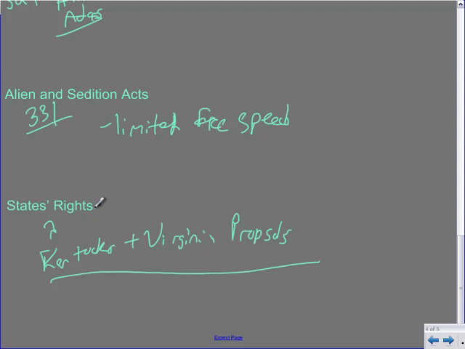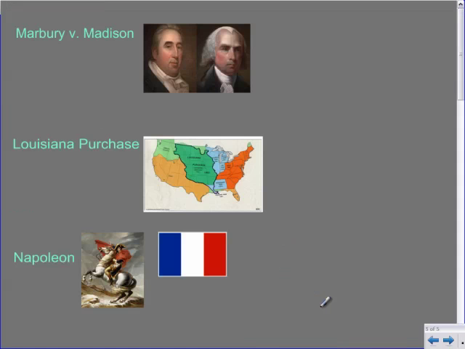And we're going to talk more about states' rights in later units, but you can read about the Kentucky and Virginia proposals in this because that's what they want to do. They want to get rid of it. They're unsuccessful, but it doesn't matter because in the election of 1800, Jefferson wins and he gets rid of those acts on his own anyway.